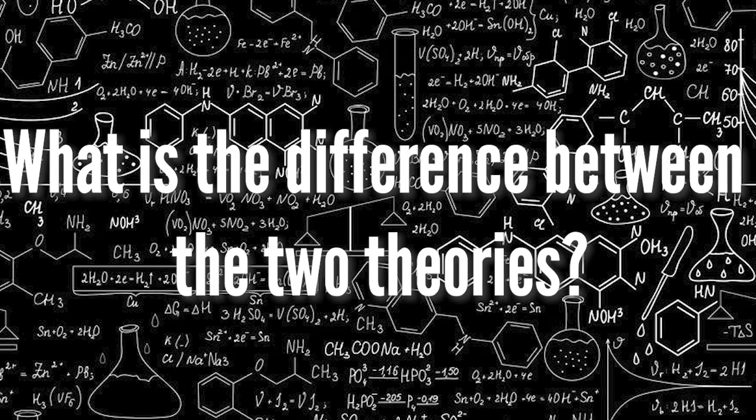51. What is the difference between the two theories? The Bronsted-Lowry theory only considers a hydrogen ion to be an acid. However, in the Lewis theory, not only is a hydrogen ion considered to be an acid, but anhydrous metal salts are also considered to be acids, such as zinc trichloride, aluminium trichloride, and so on.